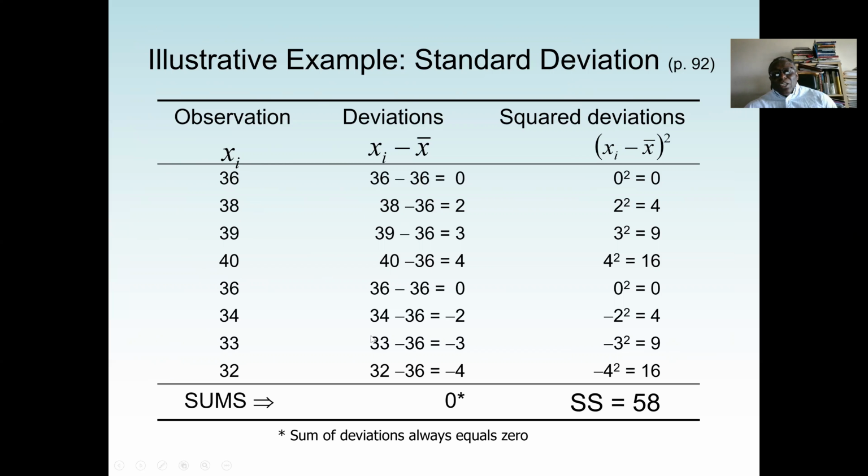So we can see the values here. Now I have -2, -3, -4, and I have 2, 3, 4. If I don't square it, the sum of the deviation will always be 0, and that's what we have, 0. So I have to square each deviation, which we call the squared deviations. So 0 squared is 0. 2 squared is 4, 3 squared is 9, 4 squared is 16. 0 squared is 0, -2 squared is 4, -3 squared is 9, then -4 squared is 16.